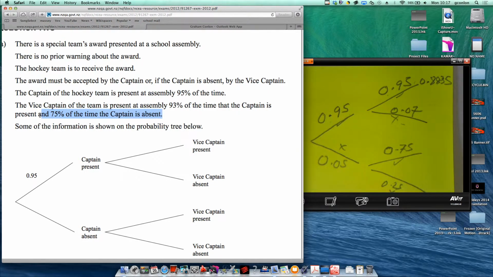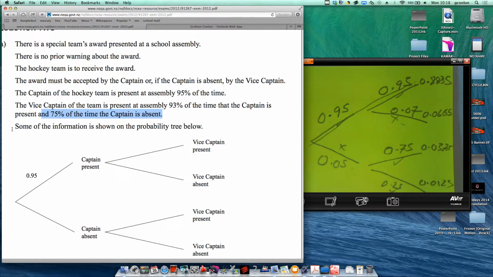Okay, so then the next one is 0.95 times 0.07, which is 0.0665. Then this one is going to be 0.05 times 0.75, so this is 0.0375. And this last one is 0.05 times 0.25, which I think is going to be 125, yeah, so that's 0.0125. Okay? So there you are, I filled all my numbers in. You could do that yourself. That's quite easy. Just remember that when you're going along the lines of a tree diagram, you multiply.